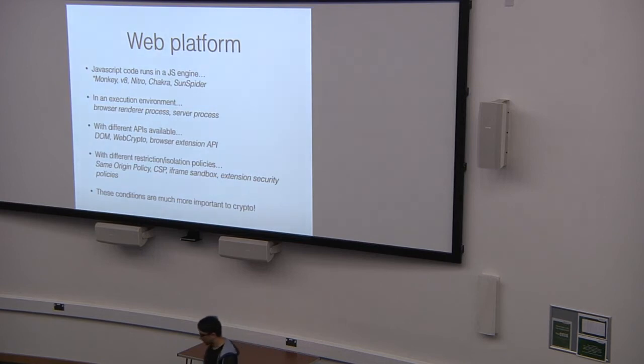Also, because of those environmental issues, there's different restrictions being placed upon the execution of the code. Like, the most famous one in web is same origin policy. So you shouldn't do things that affect other origins or applications from other origins. There's a block or policy that prevents you from affecting other origins. There's content security policy, there's iframe sandboxes, extension security policies, and all those policies actually affect any JavaScript program. And those conditions are actually much more important than the language issues themselves.